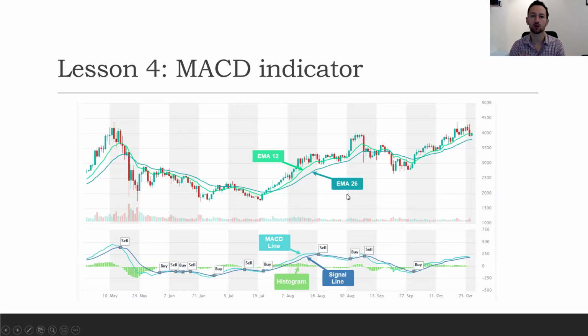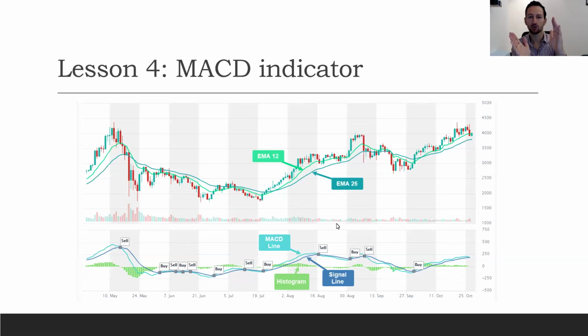which is the slower moving average. But the difference between those two gives us the MACD line on the bottom chart in the light blue color. And basically, as you can see up here, as the difference between EMA 12 and EMA 26 increases, the MACD line rises, and that indicates increasing momentum in price. That captures it really well.